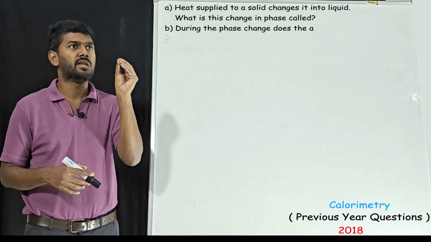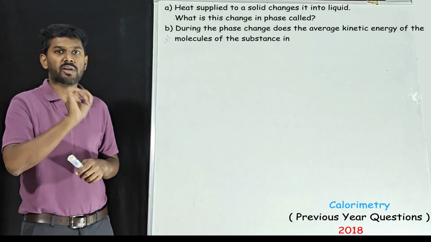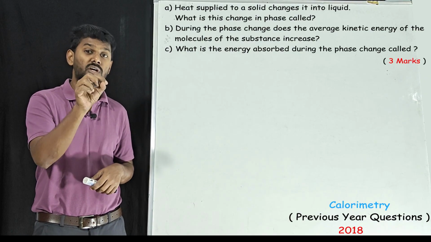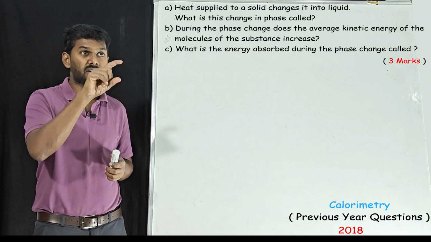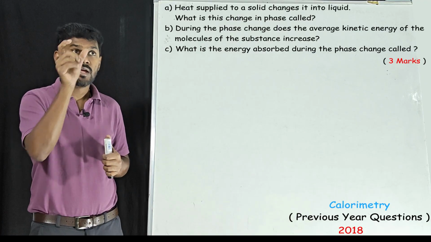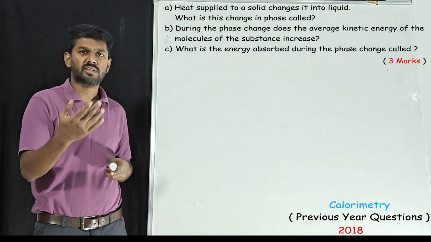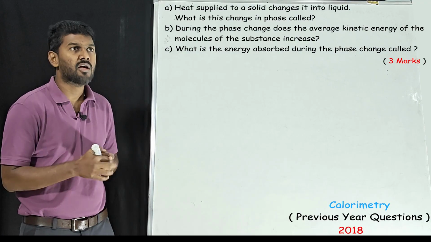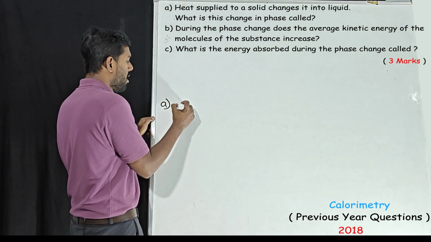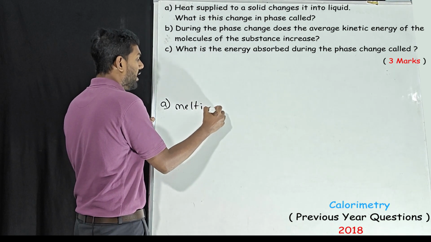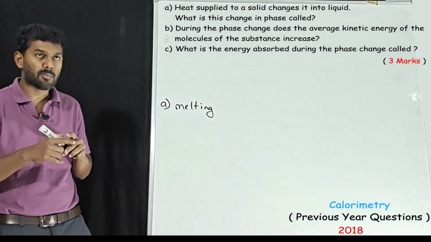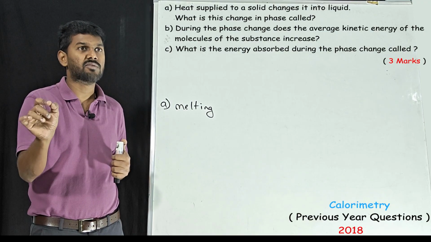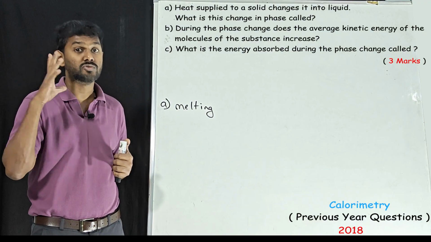Our next question: heat supplied to a solid changes it into liquid. What is this change in phase called? So here you have to be very careful. They are generally asking the name, correct? If they give you the exact example, then the answer will be different. So here the general answer, this is what we have learned from 6th standard, correct? Solid to liquid. The answer is melting. If they take an example of ice to water, then the answer will be latent heat of fusion.